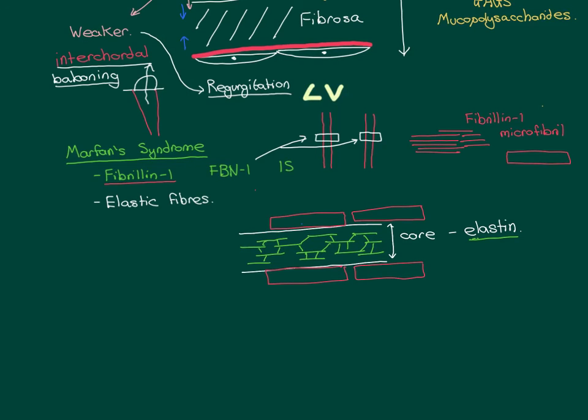So overall, you've got loads of elastin polypeptides bound together making up the core of the elastic fiber, and loads of fibrillin-1 polypeptides around the outside making up the outer region of the elastic tissue fiber. Okay, so that's where fibrillin-1 is really important in elastic connective tissue fibers.